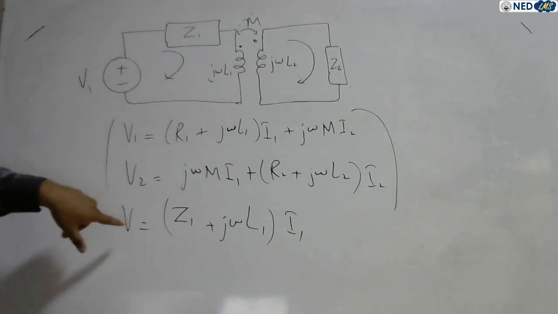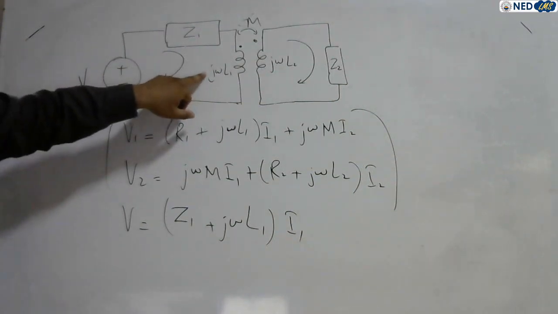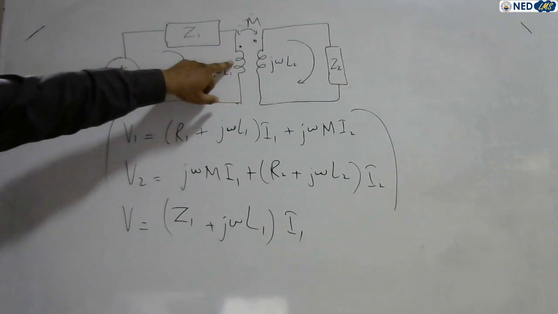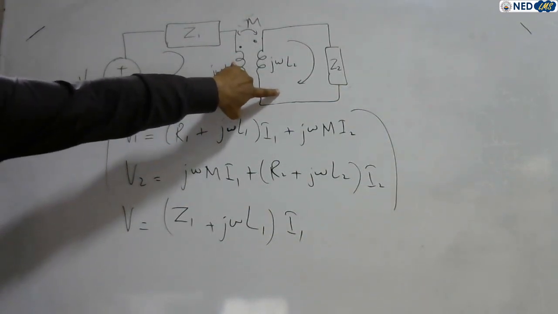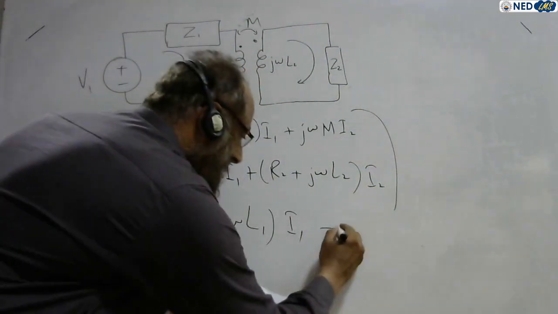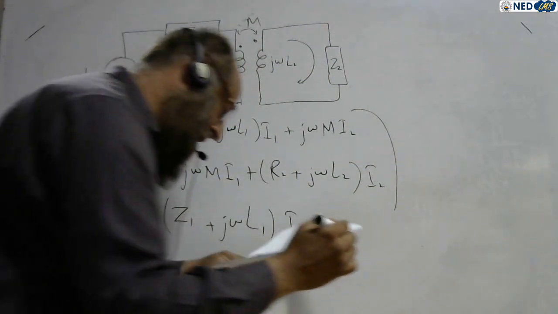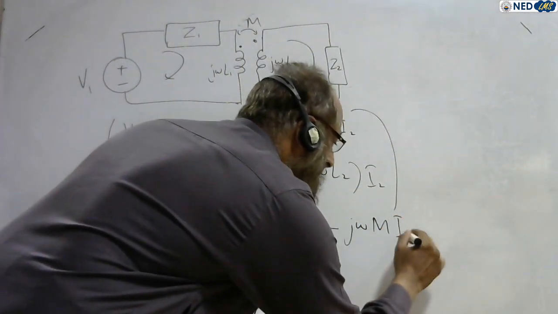So now I'm writing the mutual term. Is the mutual term positive or negative? Yes, students, it is negative. Why? See, the current enters the dotted terminal of this coil, while the current enters the undotted terminal of this coil. So mutual appears negative. That is minus j omega M I2.